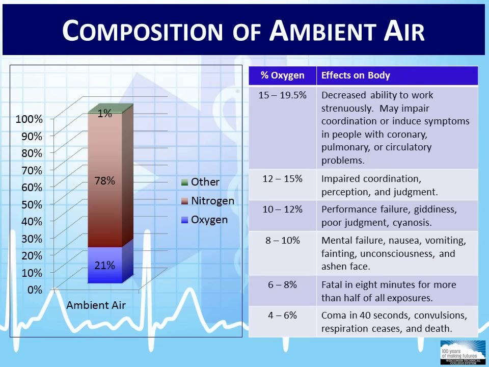As the oxygen saturation in the air is decreased to 15%, coordination, perception, and judgment is impaired. At 12%, our body can no longer provide enough oxygen to adequately perfuse our extremities, resulting in cyanosis, where the skin turns blue due to the lack of oxygen. The impact is even more pronounced at 10% with nausea, vomiting, mental failure, and unconsciousness.